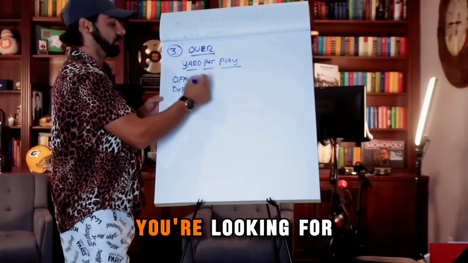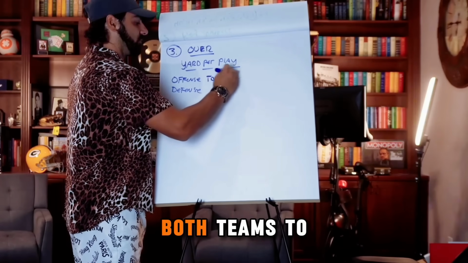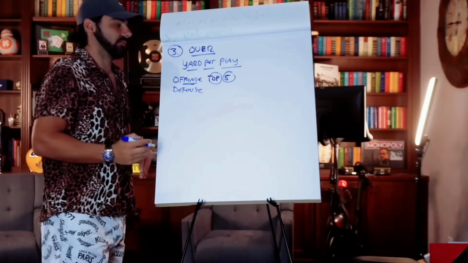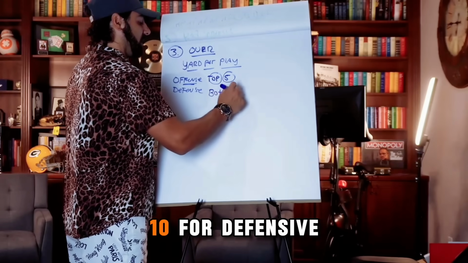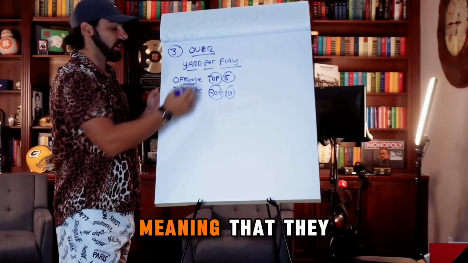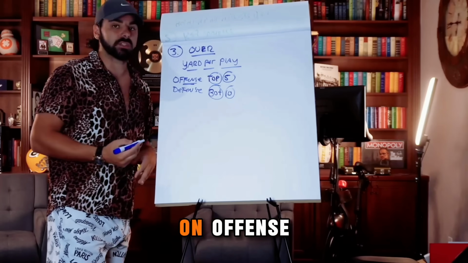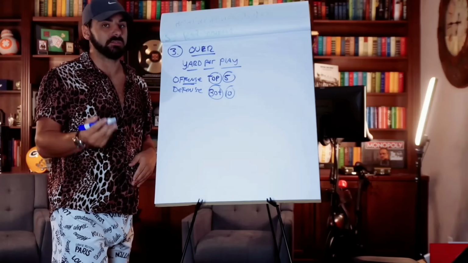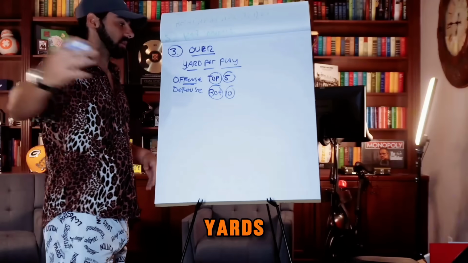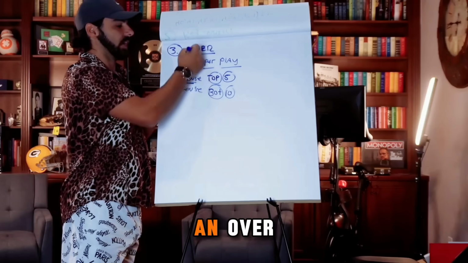So on offense, you're looking for both teams to be in the top 5 in offensive yards per play, and then you want them at least in the bottom 10 for defensive yards per play, meaning that they create a lot of big plays on offense, but they also give up a pretty decent amount of plays on defense that create a big chunk of yards, because that is what sets up an over.